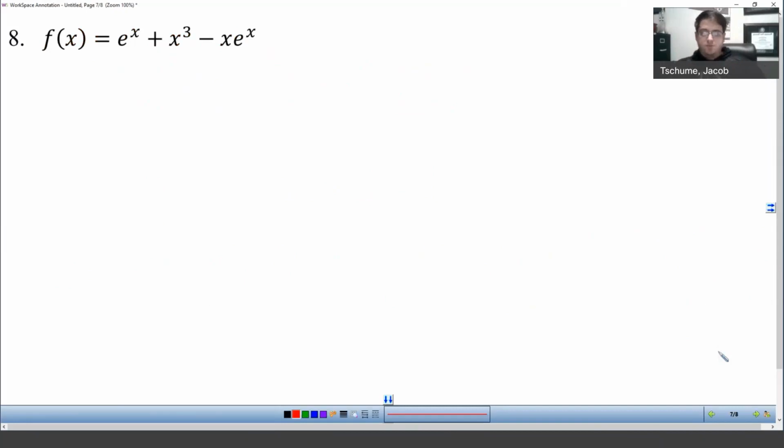All right, so let's do some combo rules. Like I said, I'm trying to throw every kind of e derivative I can think of. What is the derivative of f of x equals e to the x plus x cubed minus x e to the x?